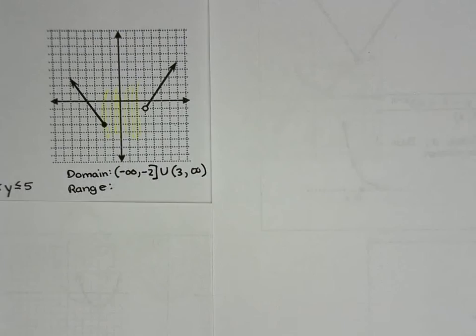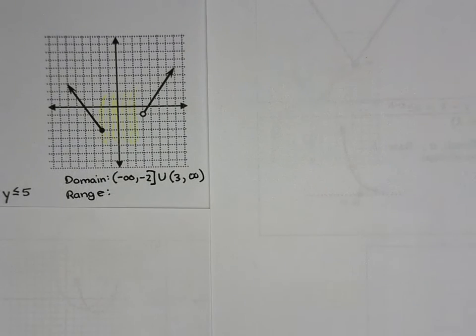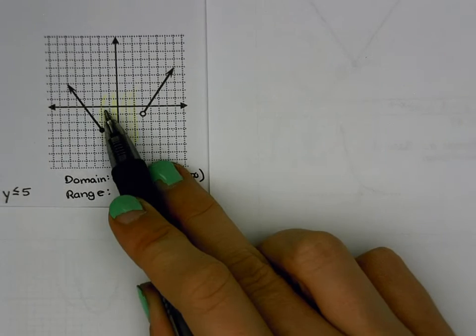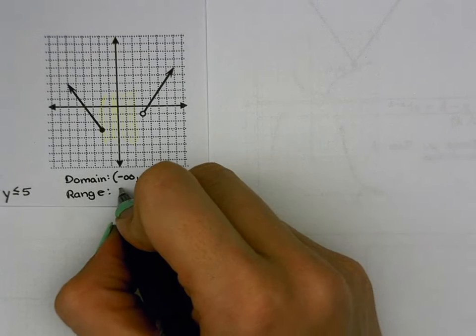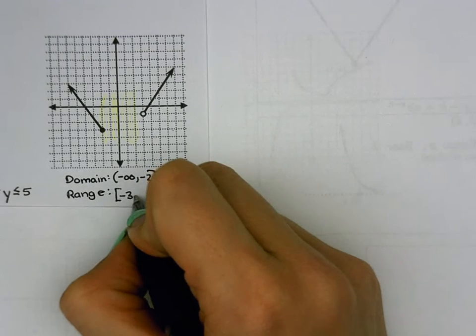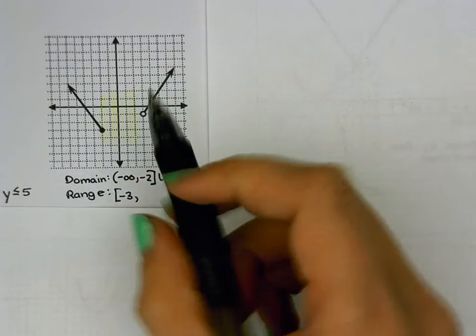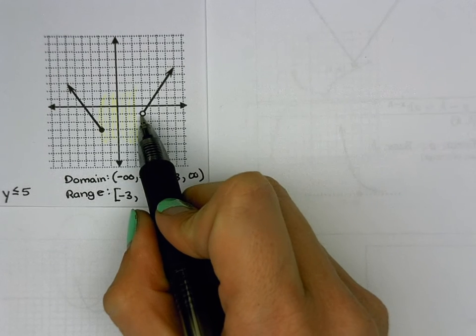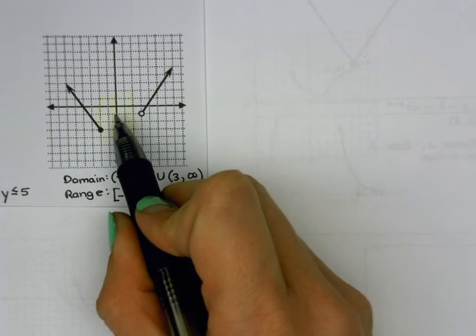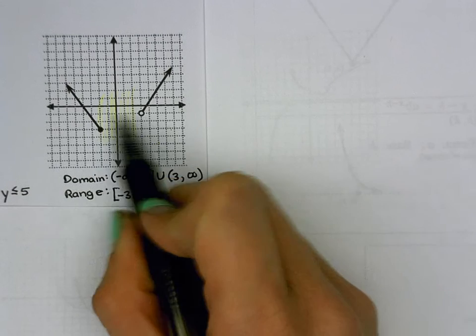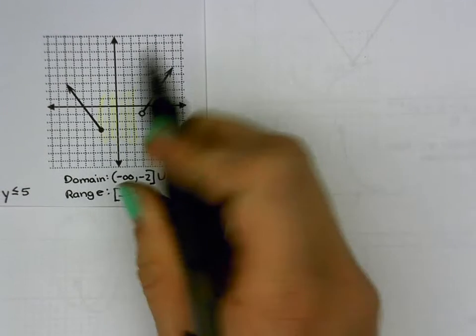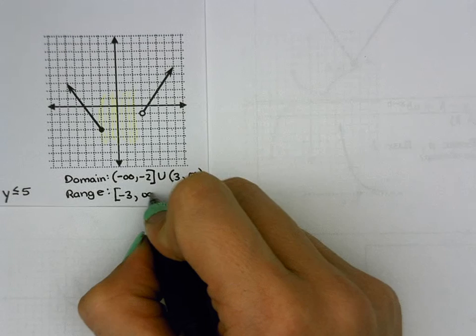Okay, my range are my y values. The smallest y value for this graph is down here at -3, and there is a point, so it's a bracket. And I work my way upwards. I've got a hole here that could potentially be an issue, except that I have a point over here to compensate for that hole. So I keep going all the way up to infinity.